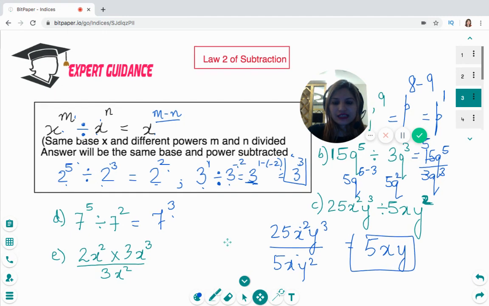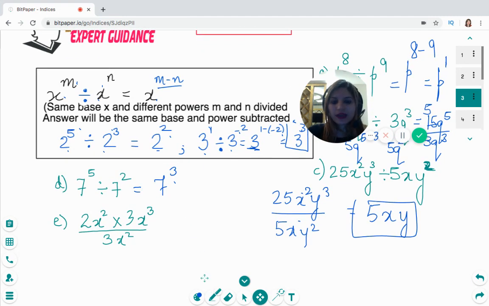Now let's see this last question. Here we'll first multiply using the multiplication law of indices, and then we'll divide. So let's multiply first. 3 times 2 is 6. x squared and x cubed, the base is same, the power gets added. So that is 6x^5 divided by 3x squared.